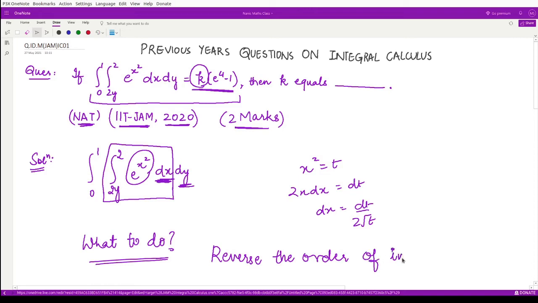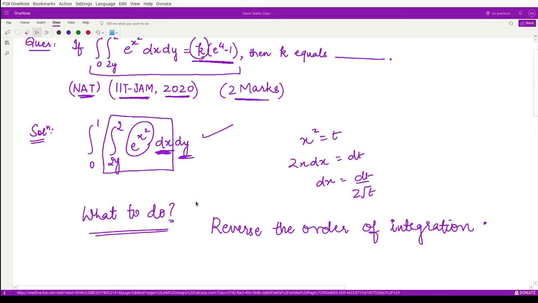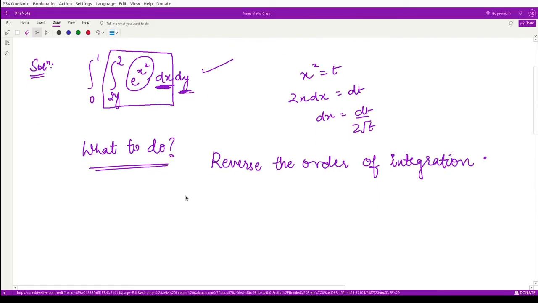Now this is the catch here. If you understood this thing that my calculations are going to be easy if I reverse the order of integration, you are done with this question. So let's see how can you reverse the order of integration here.